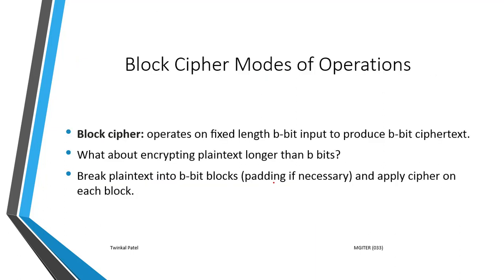A block cipher operates on a fixed length B-bit block to produce a B-bit block of ciphertext. But what if the plaintext being encrypted is longer than B bits? Break the plaintext into B-bit blocks and apply the cipher on each block, and do the padding if necessary to cover the B bits for the last block.